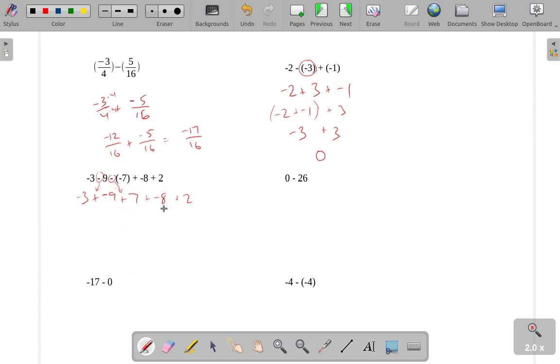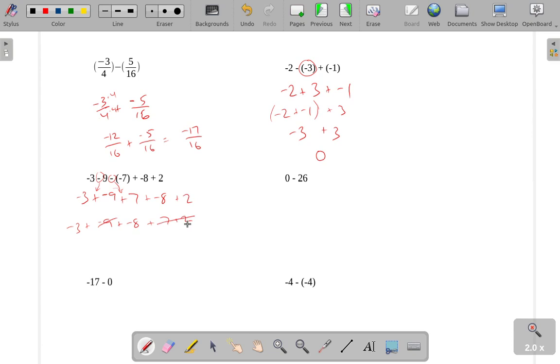Now I'll go ahead and move things around so all the negative numbers are together, and all the positive numbers are together. So I could even be a little bit more strategic. I'm actually seeing that 7 plus 2 is 9, and when I add that together with the negative 9, those will all kind of cancel each other out. I'll get a 0 there.